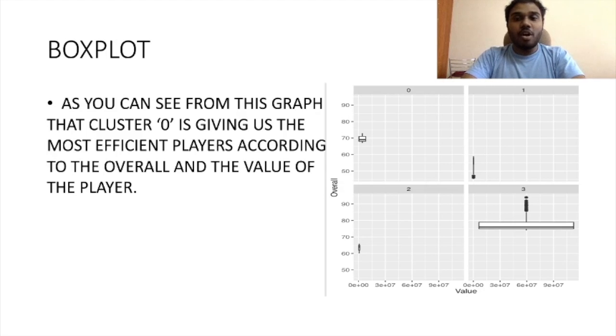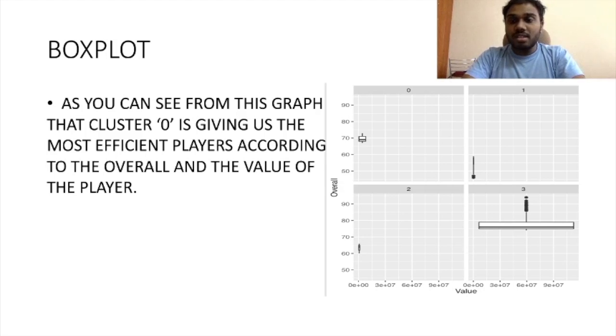Now I have created box plots for each of these clusters, and as you can see, cluster 0 has a good overall rating compared to the value which is in the x-axis and the overall which is in the y-axis. So cluster 0 gives me a good rating with very minimum value of each player, while cluster 1 and 2 show me a very low rating and a very low expense also. Therefore I'm not going to choose cluster 1 and 2.